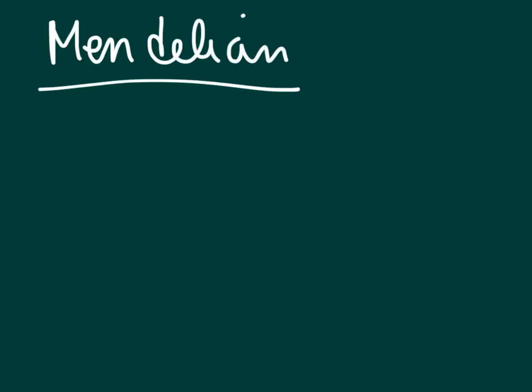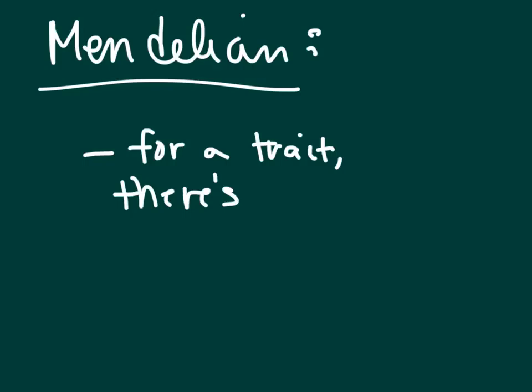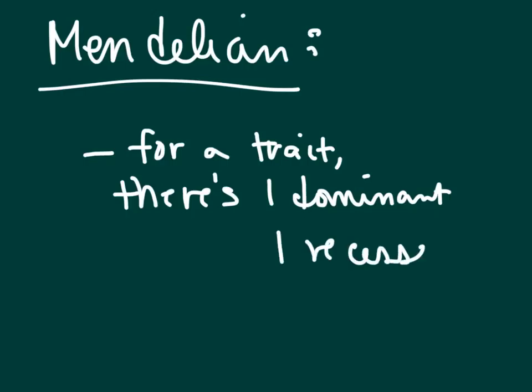What we've talked about in genetics has been Mendelian genetics, like Gregor Mendel style. Mendelian genetics means that for every trait, there's one dominant allele and there's one recessive allele. And that's it for each trait you look at.